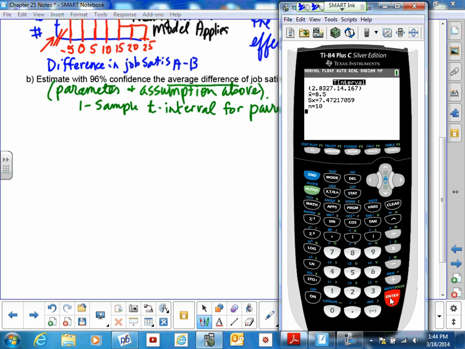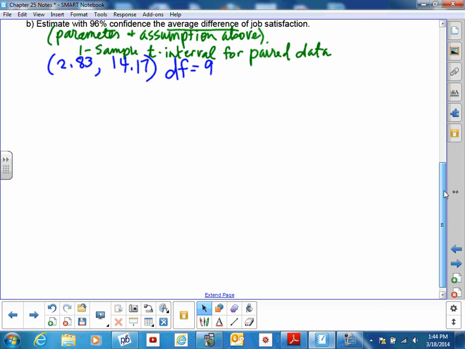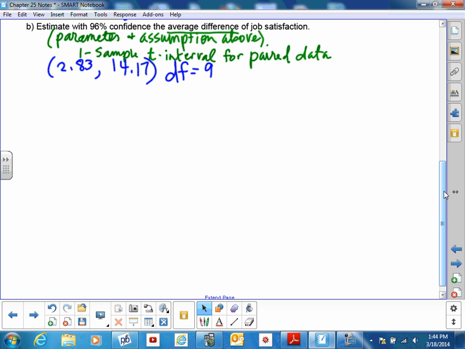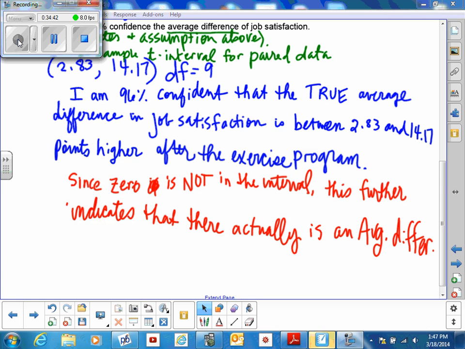So, we got this interval here, 2.83 to 14.17. And how did you compute that number? Degrees of freedom? 9. Okay. All right, so I want to pause for a second and see if you can write the correct conclusion, and then we'll check and see how you did, because you should know enough by now to be able to accomplish that. So, let's give you a second to do that. Let's see how you did.